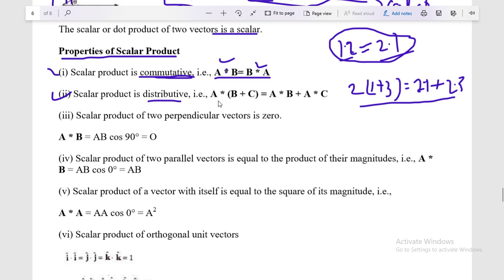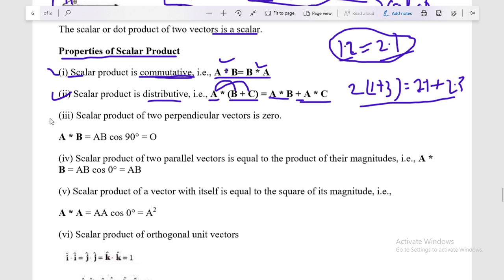Students, the scalar product also follows this law. You can see here, if you write a dot (b plus c), this will be equal to a dot b, the scalar product of a with b, and then the scalar product of a with c. So a dot b plus a dot c you can write here. It means this scalar product is distributive in nature. It is also commutative in nature, which was the first property.